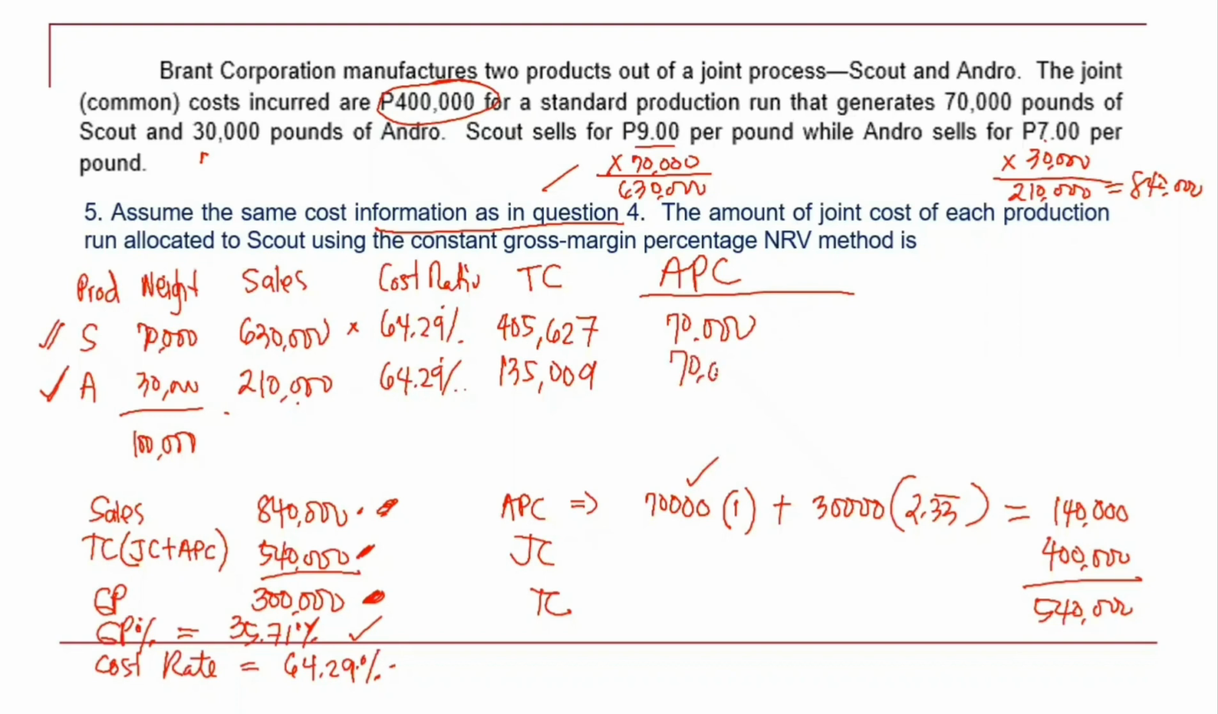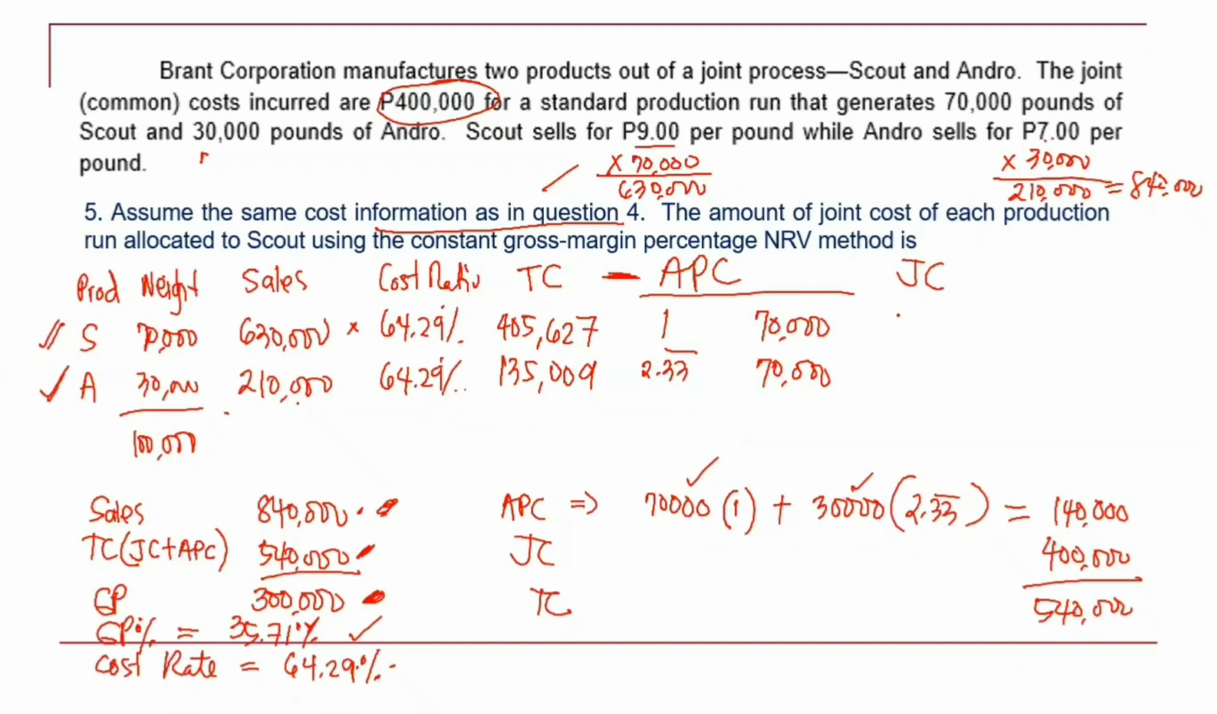Tapos 70,000 din kay Andro. So ito po 'yon. Ayan. Or para mas maayos ang ating solution, so that would be piso and 2.33. Ayan, so this is 70,000. Ito rin po ay 70,000. Kaya ang joint cost natin ay residual. Total cost minus the APC.